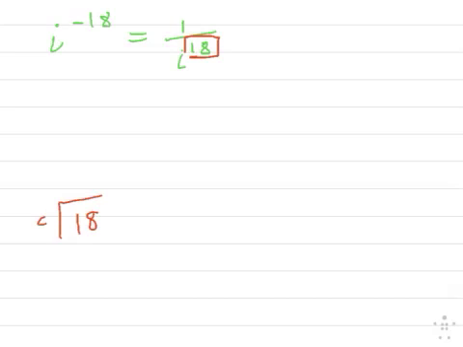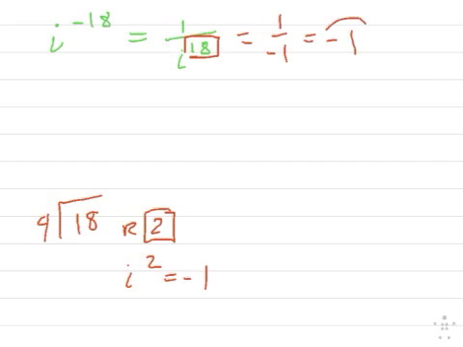18 divided by 4. If you do that in your calculator, you're going to have 2 left over. Your remainder is going to be 2. So that means it's i squared, which is negative 1. So this just equals 1 over negative 1, which is negative 1. That was an easy one.